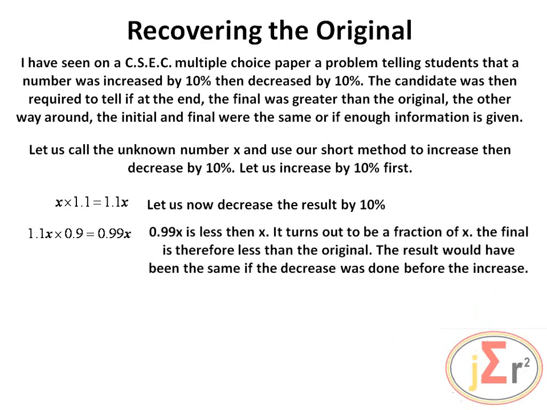0.99x is less than x. It turns out to be a fraction of x. The final is therefore less than the original. The result would have been the same if the decrease was done before the increase.